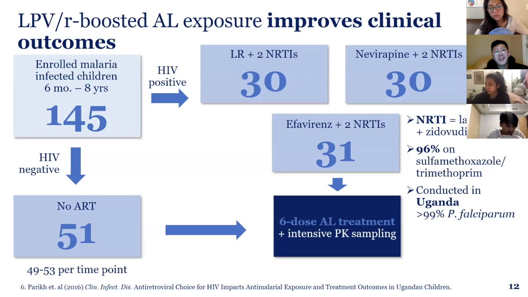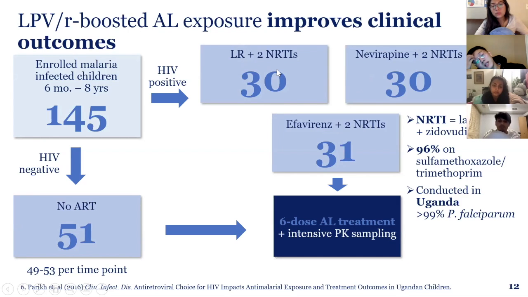In a second study, we're seeing that not only does this pharmacokinetic effect happen, but it actually improves clinical outcomes for malaria. In this case, they're enrolling malaria-infected children between 6 months and 8 years. The HIV-negative children who had malaria weren't put on antiretroviral therapy. The HIV-positive children were randomized into 3 groups: one was efavirenz, one was nevirapine, and one was lopinavir-ritonavir.